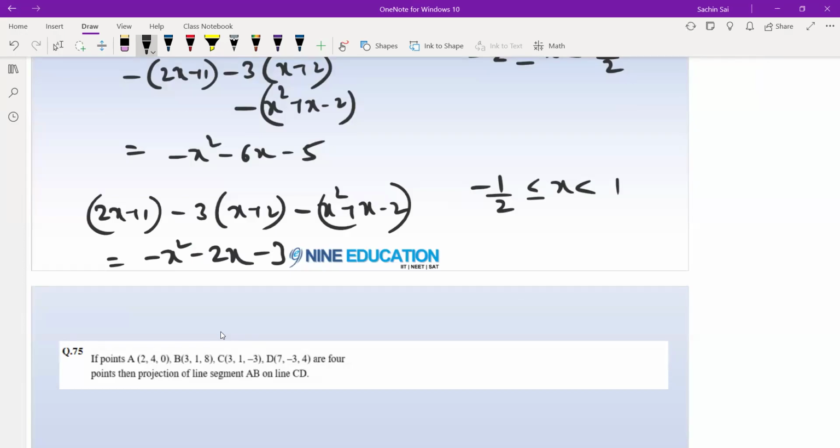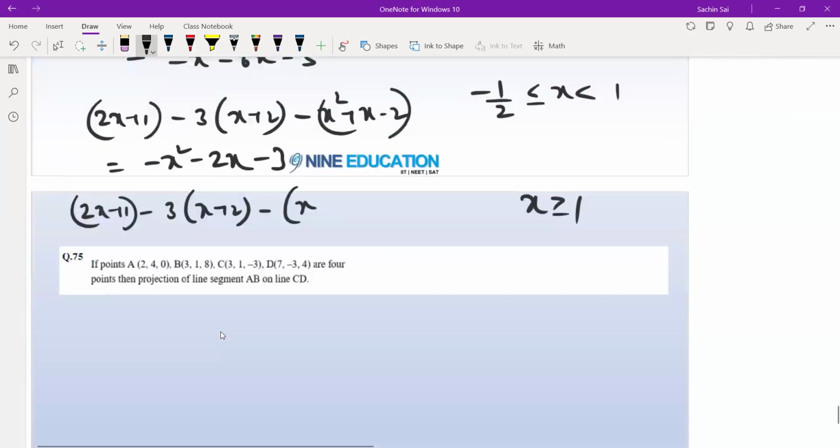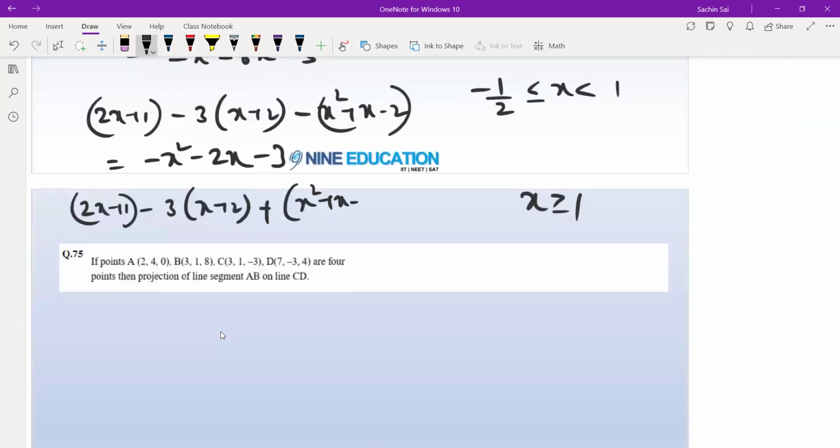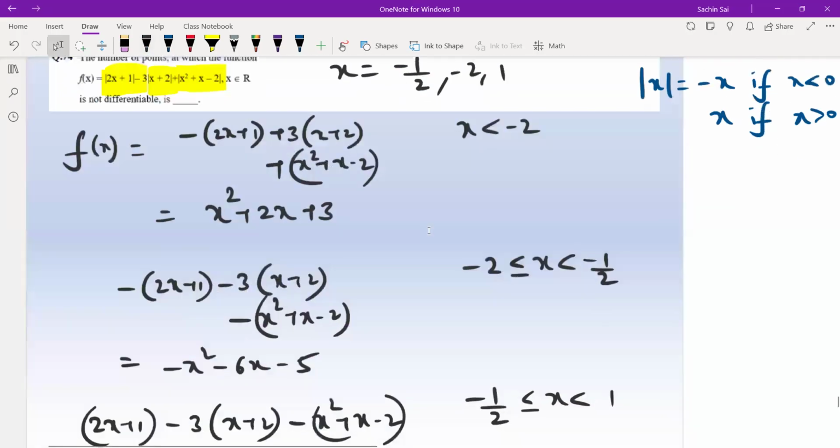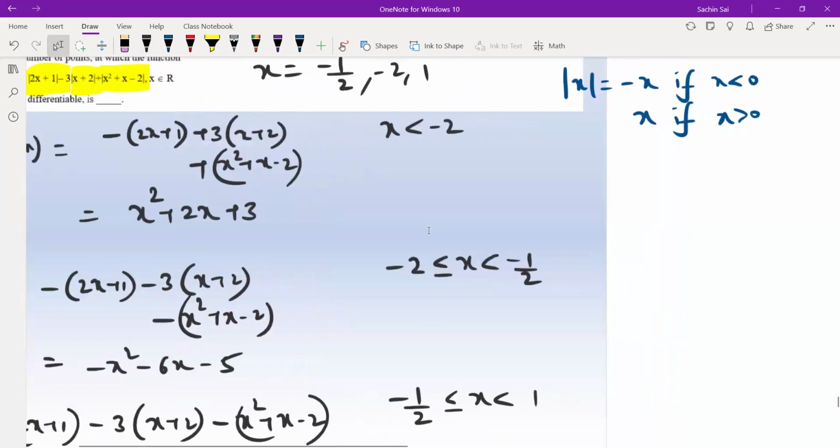And finally, when x is greater than or equal to 1, all the terms involved are positive. So I'll get f of x is 2x plus 1 minus 3 times x plus 2 plus, was it plus here? Yes, plus x squared plus x minus 2. This is x squared plus 1 minus 6 minus 2. So x squared minus 7, right?